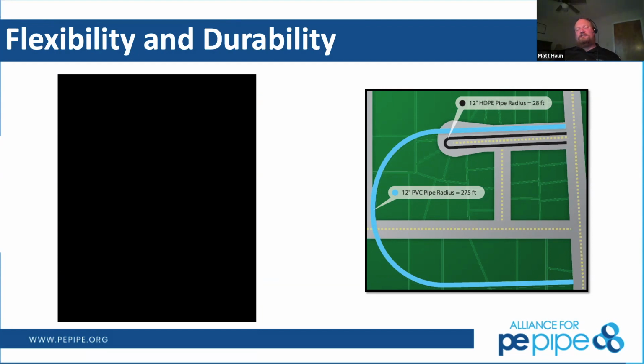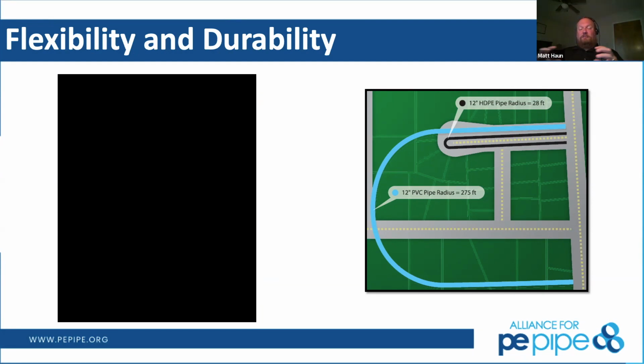That picture on the right is one that I love to promote because we are a self-restrained system. We're not having to introduce fittings to make a tight diameter turn, where in a bell and spigot situation, you're worried about deflection at those joints and those interfaces.